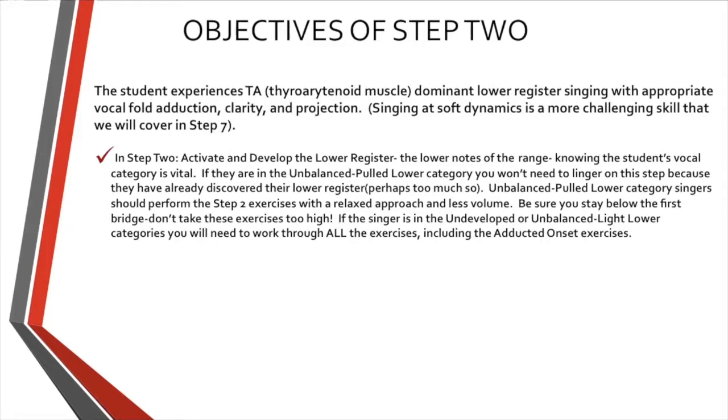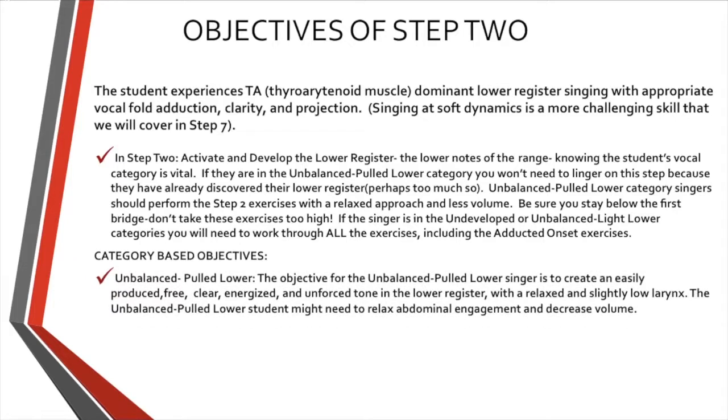Knowing the student's vocal category is vital. If they are in the unbalanced pulled lower category, you won't need to linger on this step because they have already discovered their lower register, perhaps too much so. Unbalanced pulled lower category singers should perform the Step 2 exercises with a relaxed approach and less volume. Be sure you stay below the first bridge. Don't take these exercises too high. If the singer is the undeveloped or unbalanced light lower categories, you will need to work through all the exercises, including the adducted onset exercises.